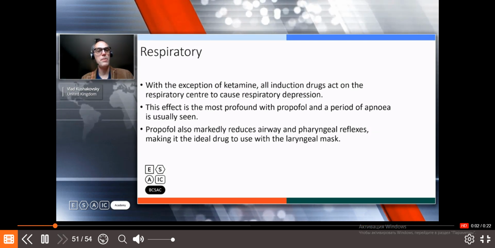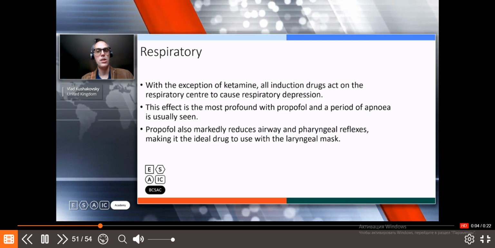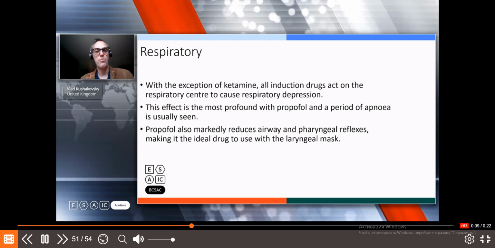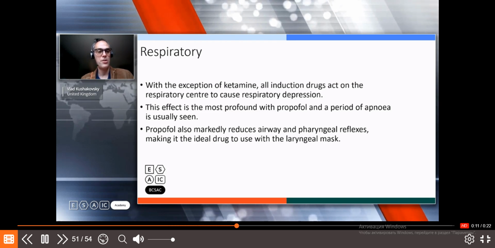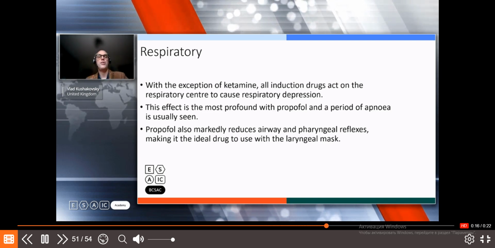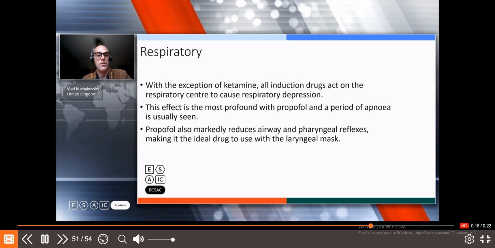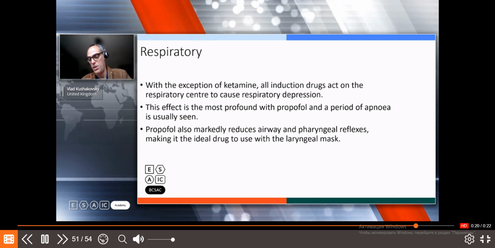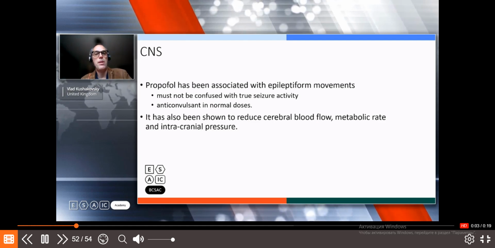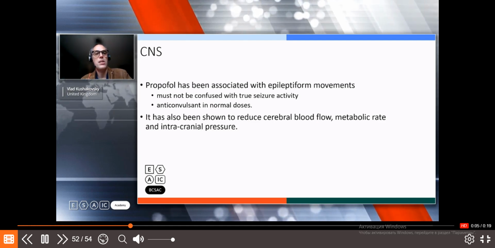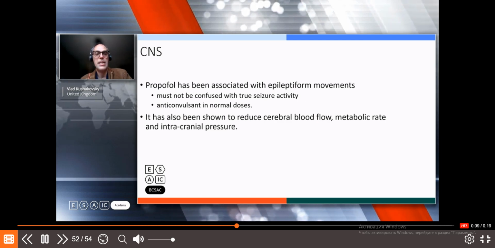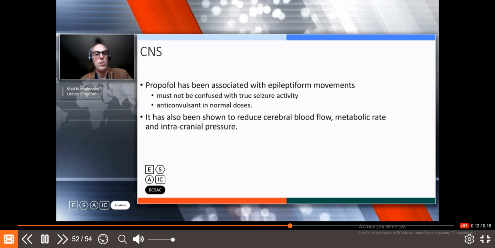With the exception of ketamine, all induction drugs act on the respiratory center to cause respiratory depression. This effect is most profound with propofol, and a period of apnea is usually seen. Propofol also markedly reduces airway and pharyngeal reflexes, making it the ideal drug to use with a laryngeal mask airway. Propofol has been associated with epileptiform movements. These must not be confused with true seizure activity, and it is anticonvulsant in normal doses.